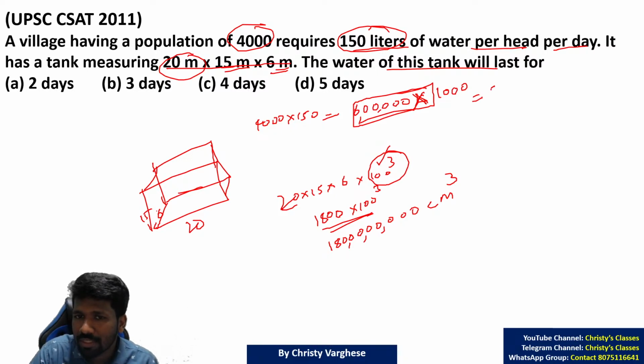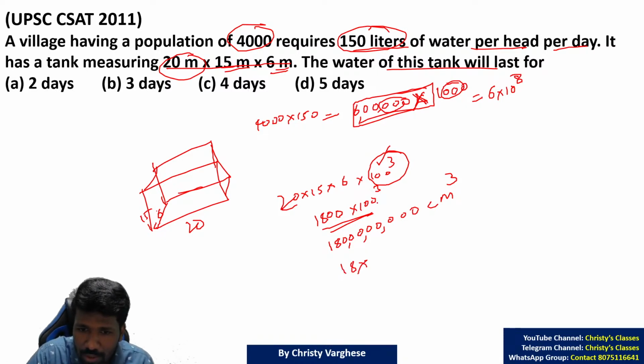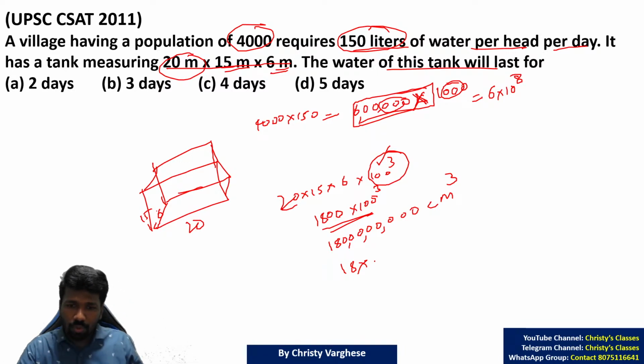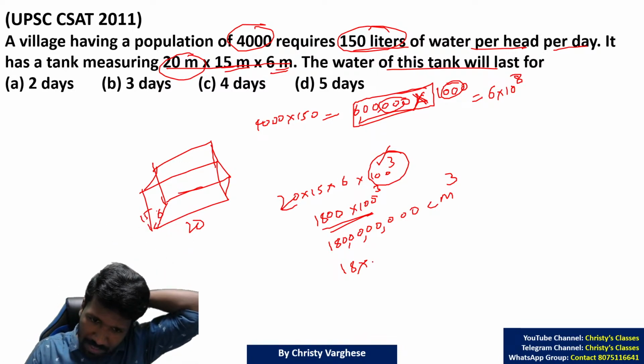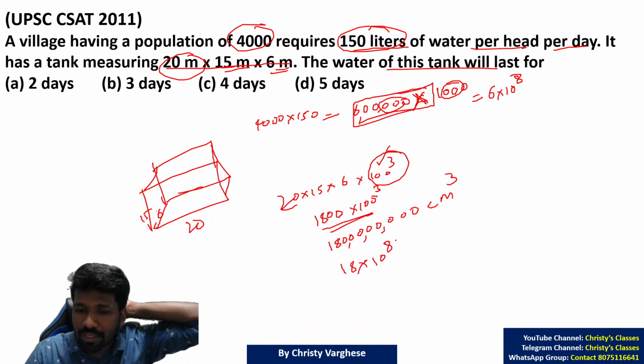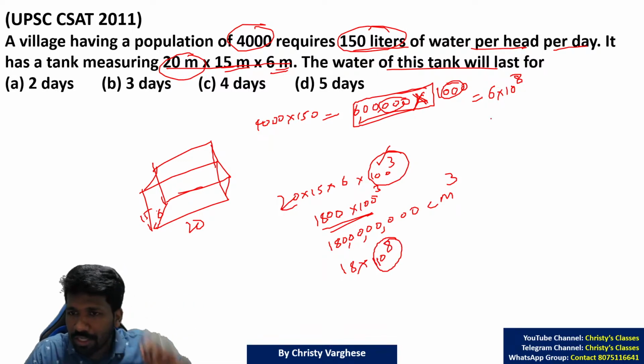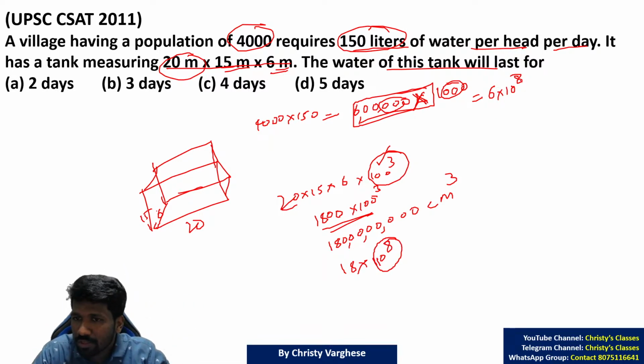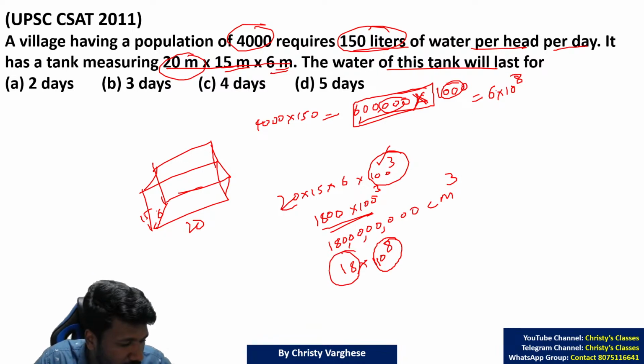That means this is 6 into, as too many zeros are there, power itself will be better. 3 zeros, 6 zeros, 8 zeros. So 6 into 10 raised to 8. This is 18 into 10 raised to 6 plus 3, that is 18 into 10 raised to 9. As you convert it into powers of 10, now it is easy. So 6 into 10 raised to 8, 3 times is 18 into 10 raised to 8.